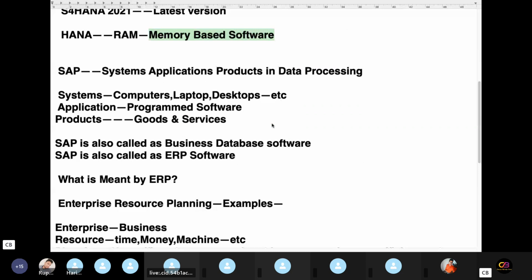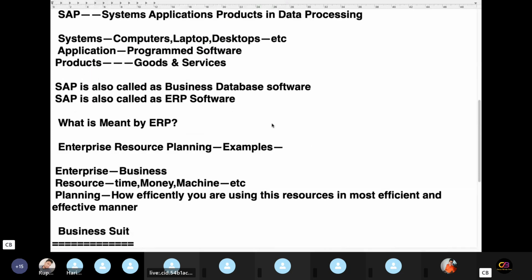SAP is also called business database software, and it is also called ERP software. What is meant by ERP? ERP stands for Enterprise Resource Planning. Enterprise means business. Resource means time, money, machine, etc. Planning means how efficiently we are using these resources in the most efficient and effective manner. That is called planning.